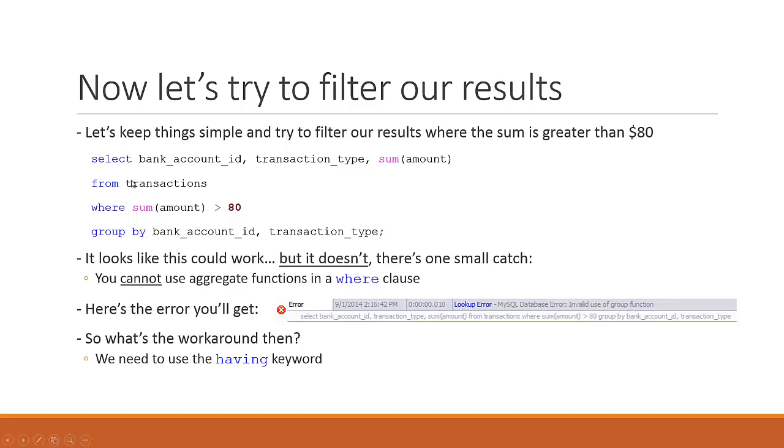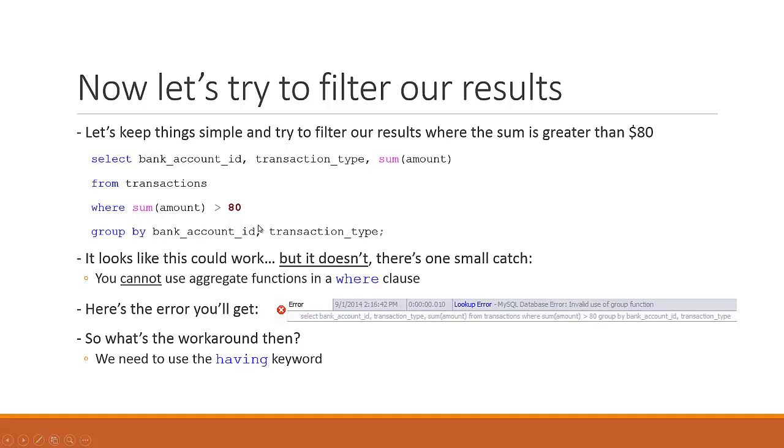So what we do is we could say select bank account ID, transaction type, and the sum of the amount from transactions where the sum of the amounts is greater than $80, and then we do our grouping. So you see here, it's important to note that we first group by bank account ID, and then we group by transaction type. The order here matters. So it will group by bank account ID first, and then by transaction type second, which makes sense because we want to group by customers first.